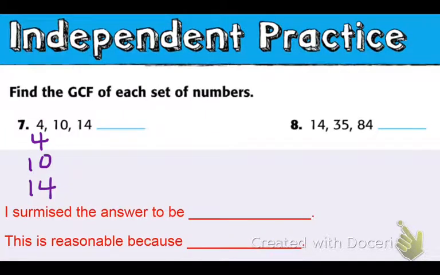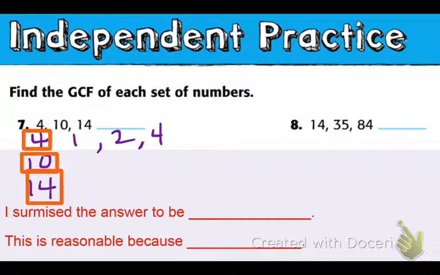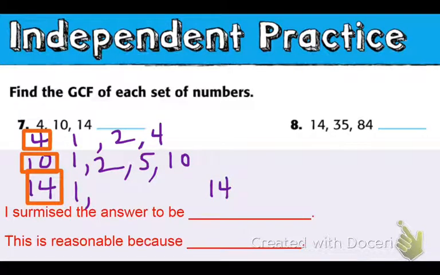All right, we're still in independent practice. Moving on to number 7. Step 1 is list those factors. This time they gave us 3 numbers, so I'm going to start with 4. 1 times 4 and 2 times 2. So it has 3 factors. Let's look at the number 10. 1 times 10, 2 times 5. What about 14? Well, it has a factor of 1 and 14, 1 and itself, and 2 times 7.